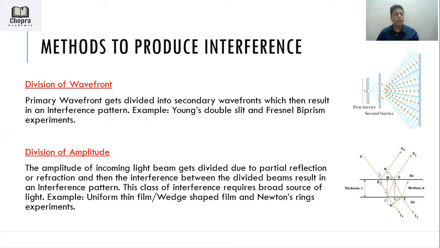But here in the BTech course, what you will be learning is the division of amplitude. So what do we do here? It's the category of methods where the amplitude of the incoming light beam gets divided due to partial reflection or refraction, and then the interference between the divided beams results in an interference pattern. So here you divide the amplitude or intensity of the incident beam. This class of interference requires a broad source of light. Examples: the uniform thin film case, which we'll be doing here, the wedge-shaped film, and Newton's ring experiments.